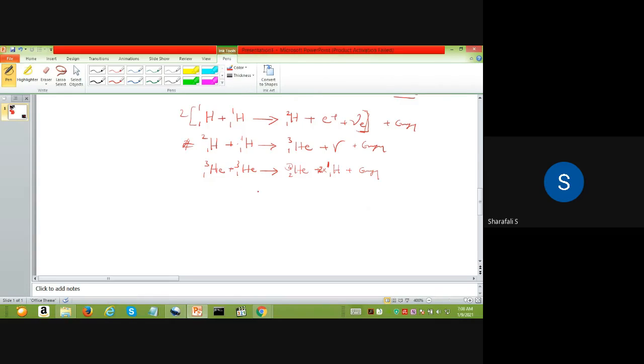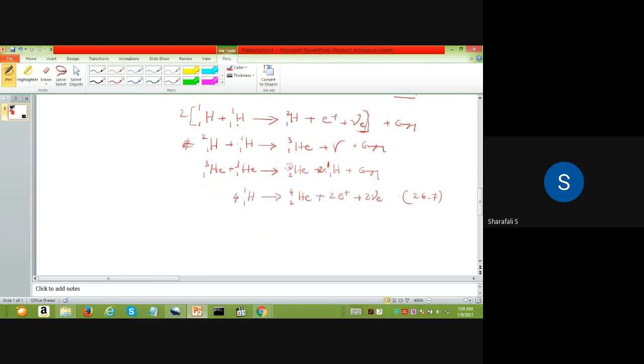Here the total should be 4 protons, 2 protons plus 2 protons. 4 protons will give me helium-4 plus 2 positrons, I am having 2 e-plus here, and plus 2 electron neutrinos, 2 times electron neutrino. And plus the energy released in this particular reaction, which is 26.7 MeV.